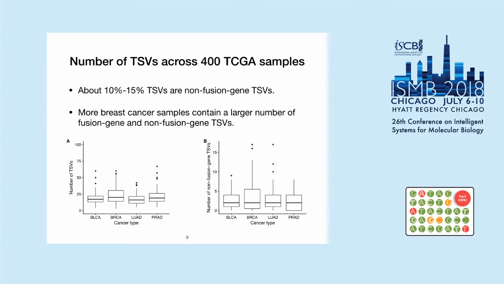We observe that in these 400 TCGA samples, about 10 to 15% of TSVs are non-fusion gene TSVs, and breast cancer has more samples containing a larger number of general TSVs and a larger number of non-fusion gene TSVs.